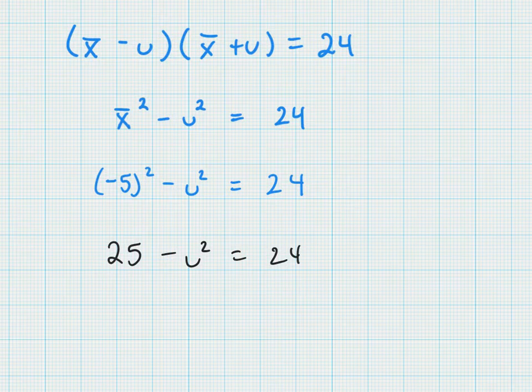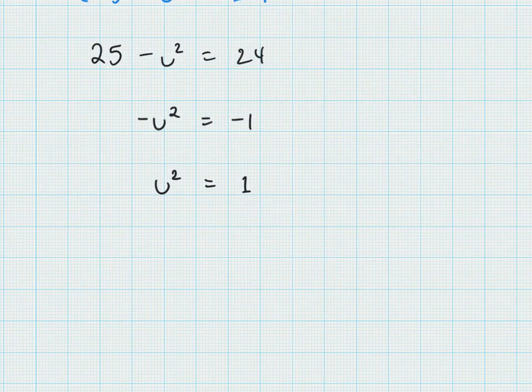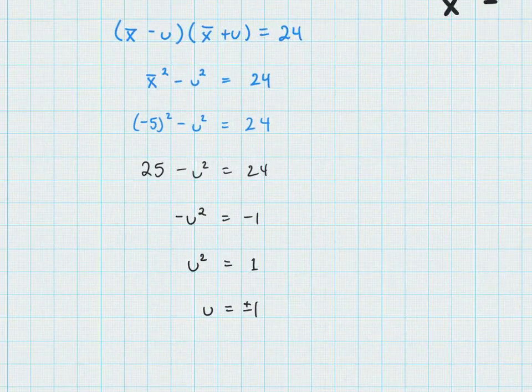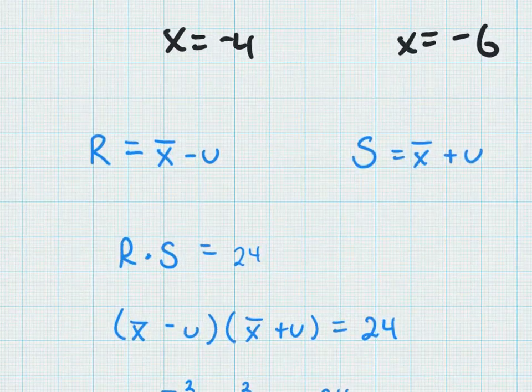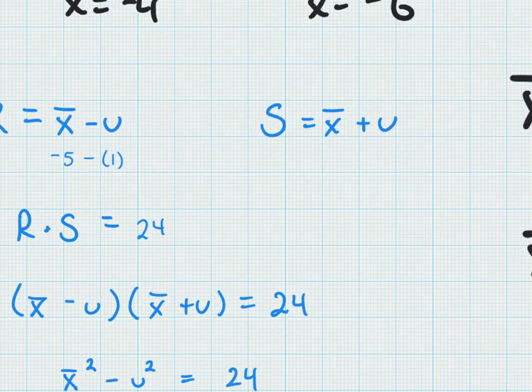Now subtract 25 from both sides to get negative u squared is equal to -1. Take the opposite of both sides to get a 1, and take the square root, and u is equal to plus or minus 1. So it doesn't matter if it's plus or minus. Now let's bring that up here. In this situation, we have -5 minus or plus 1. Let's go with minus a 1. And over here, we have -5 minus a -1.